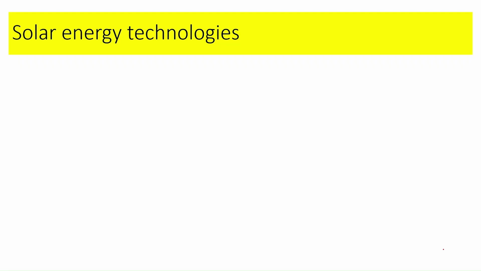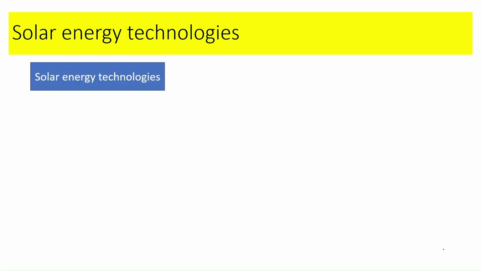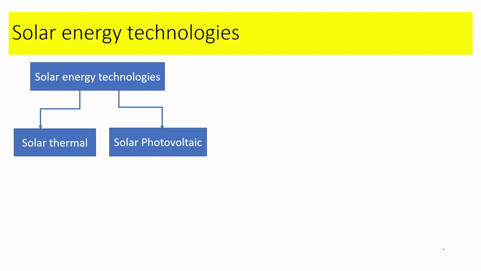We have so many solar energy technologies. Broadly, we can classify solar energy technologies into two parts: solar thermal and solar photovoltaic. Using these two technologies, we can tap this solar energy to meet the requirements of humanity, and at the same time make this earth a better place to live by cutting down the consumption of fossil fuels.